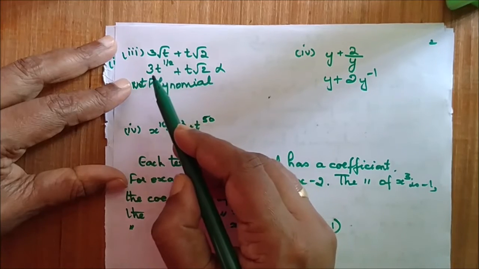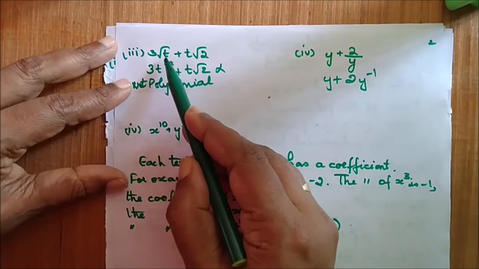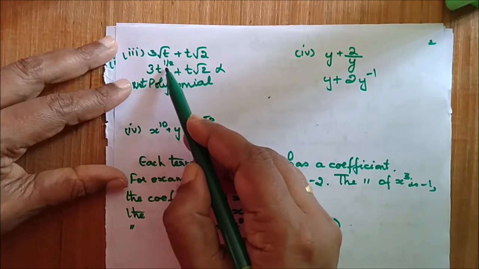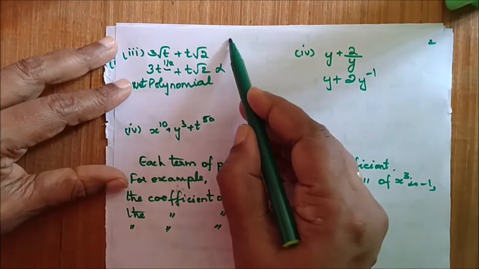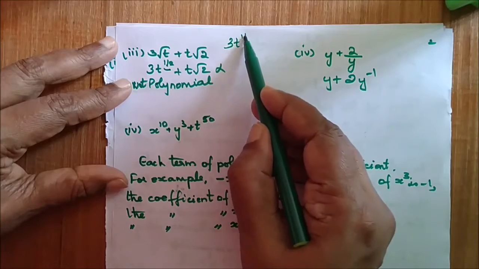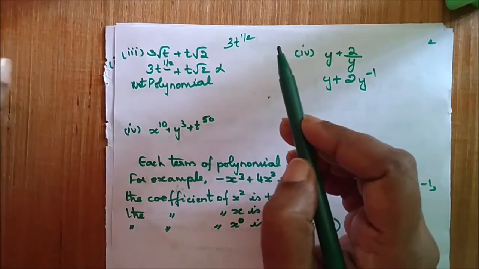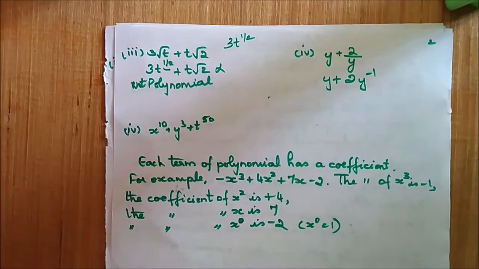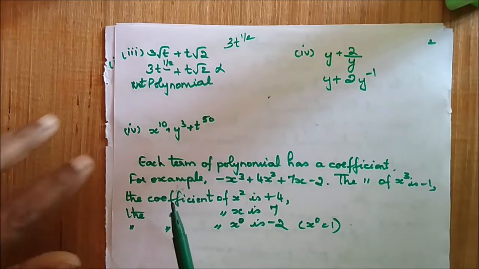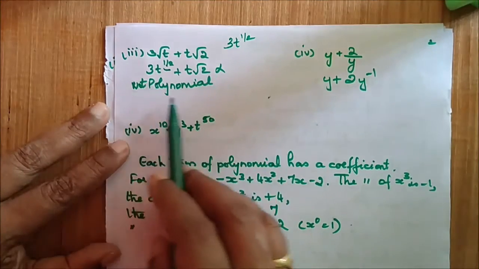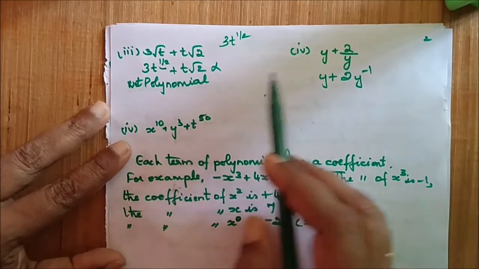But what is the power of t? 3 root t. Root t can be written as t to the power half, isn't it? So half is not a whole number. 3t to the power half is not a polynomial. Therefore, this is not a polynomial. It is in one variable, but it is not a polynomial.